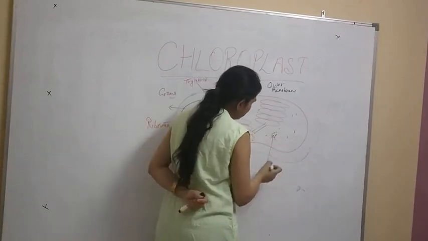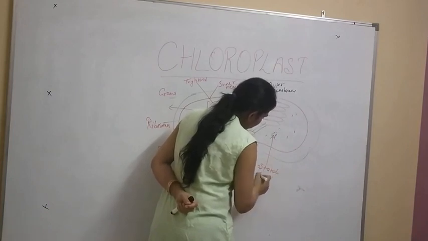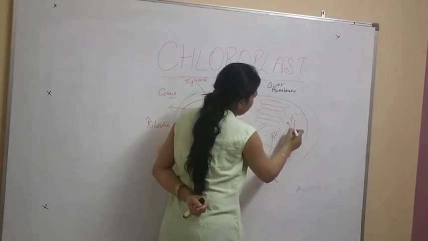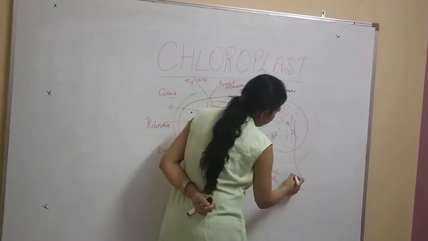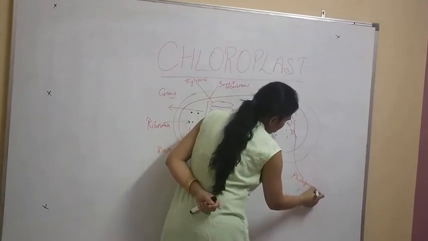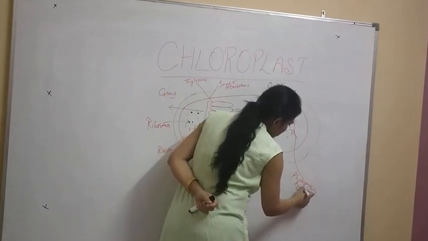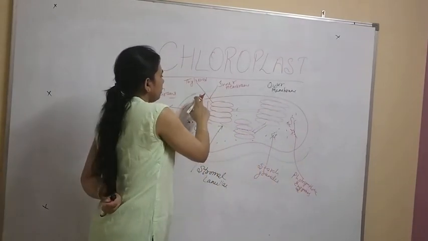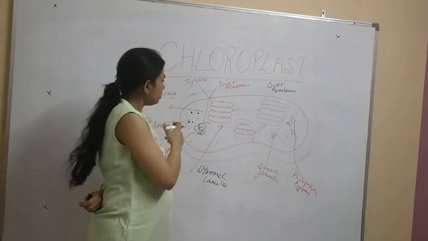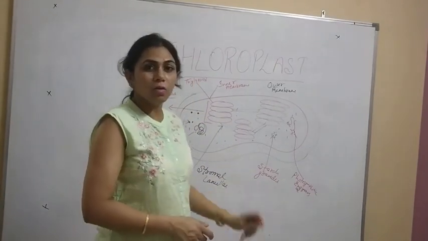Now, because this is a reaction, for this reaction we need enzymes, and those enzymes are present here, and these enzymes we call photosynthetic enzymes. So rather than a double membrane, we can say it is a 3 membranous sac: outer membrane, inner membrane, and this thylakoid, which is again a membranous structure. So it is a 3 membrane compartment. This is about the structure of the chloroplast.